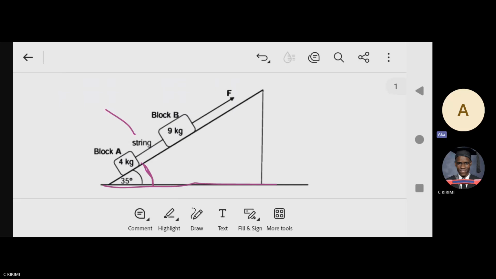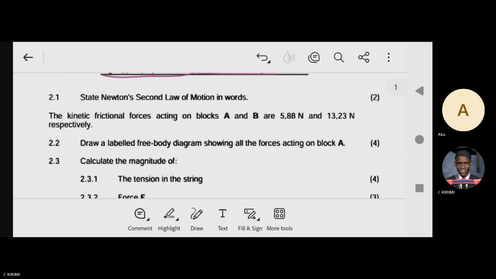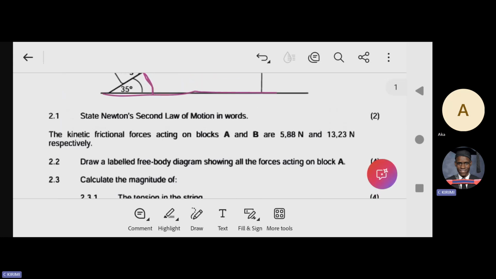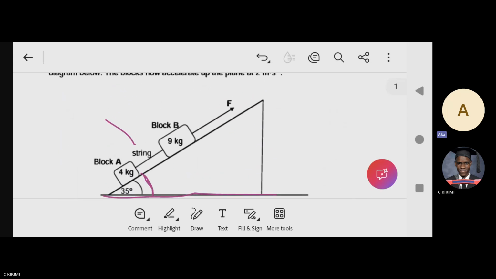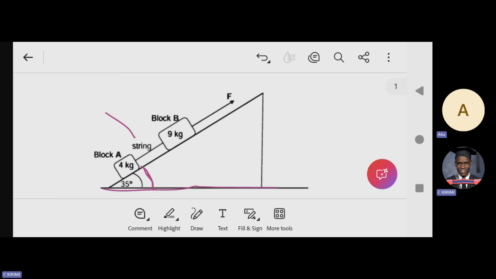So can I see the marks? 4 marks. The marks for the free body diagram. I said 4 marks.